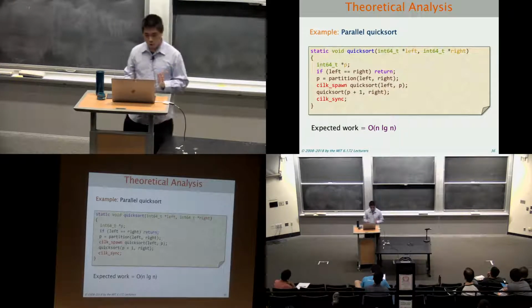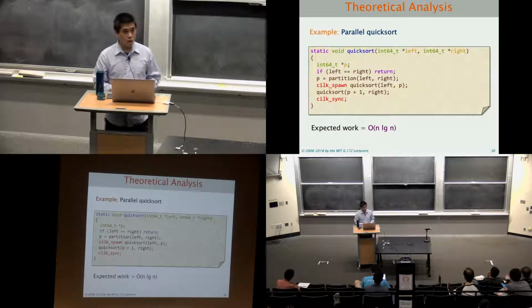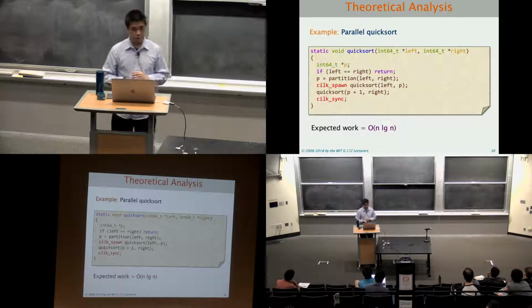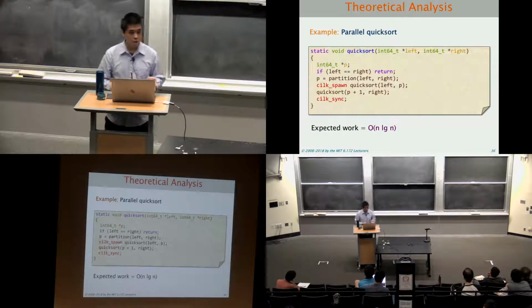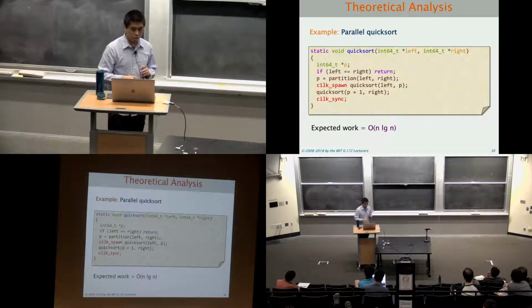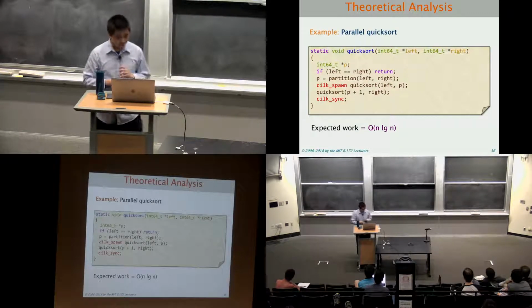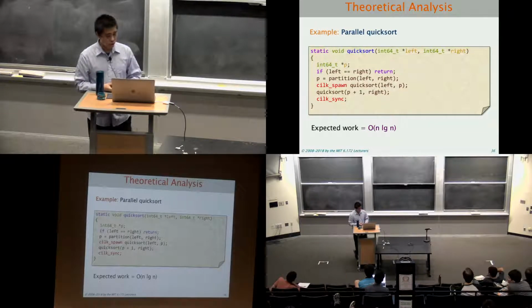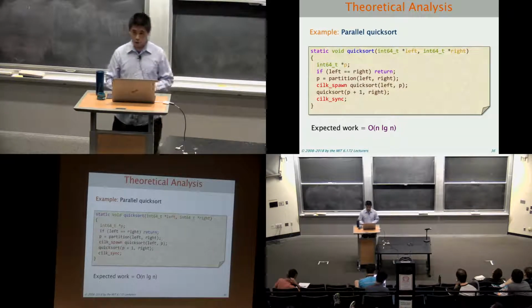So the expected work of quicksort is order n log n. Some of you might have seen this in your previous algorithms courses. If you haven't seen this yet, then you can take a look at your favorite textbook, Introduction to Algorithms. It turns out that the parallel version of quicksort also has an expected work bound of order n log n if you pick a random pivot. So the analysis is similar.